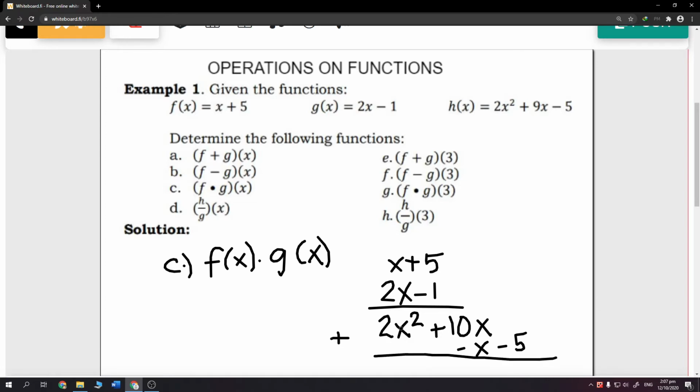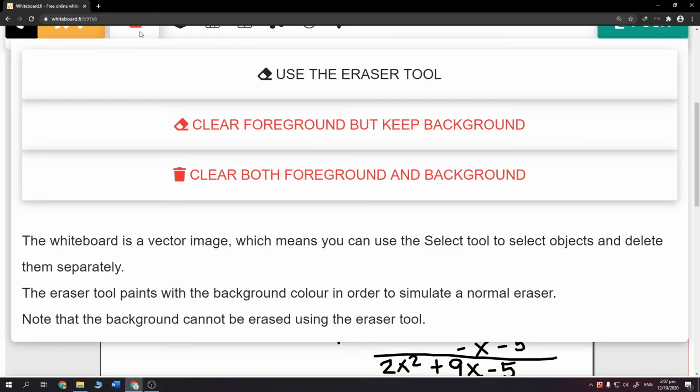Then we are going to add the initial products. So we have 2x squared. Then we have positive 10x and negative x. We have different signs, so we have to subtract, so we have 9x. Then just bring down negative 5. So our answer is 2x squared plus 9x minus 5. That is for letter C.